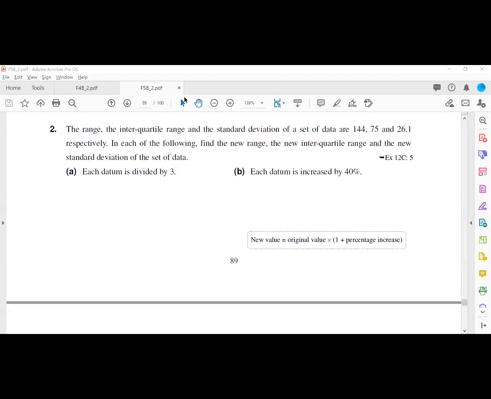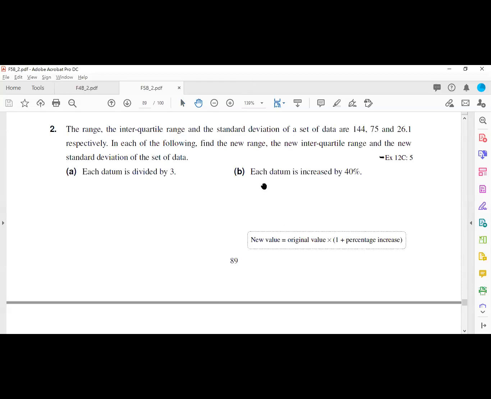Yes. Page 89. So yesterday, no, the day before yesterday, we were talking about the effect of changing the data, okay? The effect on the range, the interquartile range and the standard deviation when we add a number to each of the data, or subtract the same number from each of the data, or multiply the same number to each of the data, and so on, okay?